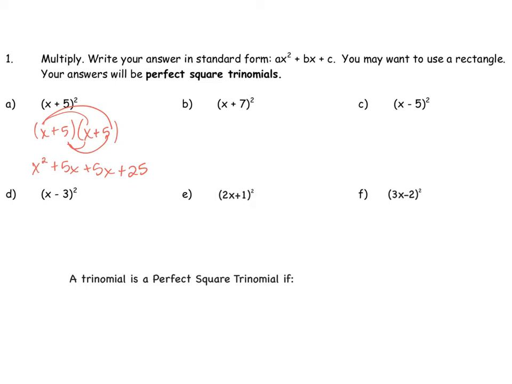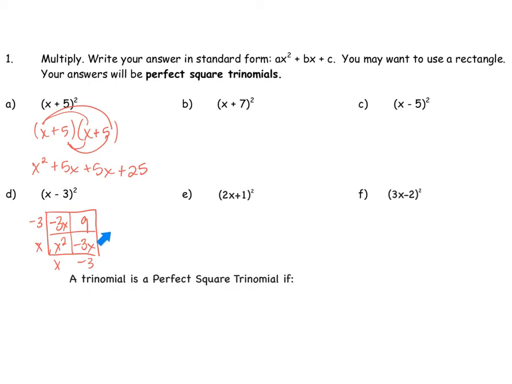The form we have here is the FOIL method. First, outside, inside, last, to multiply out to give us this. Next method we have is the area model method. Take that x minus 3, and we multiply each little section. So we multiply the x times x to get x squared, x times negative 3 to get negative 3x, and negative 3 times negative 3.